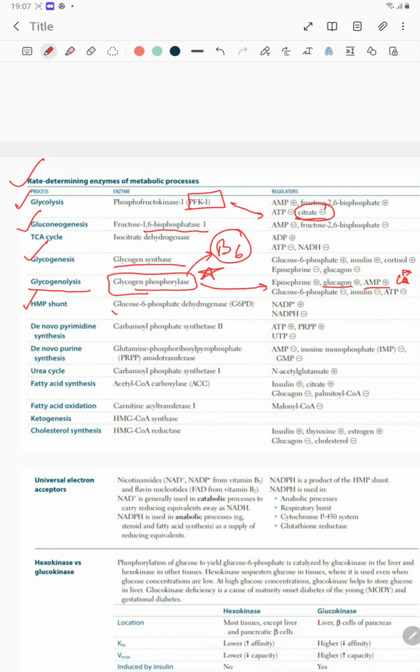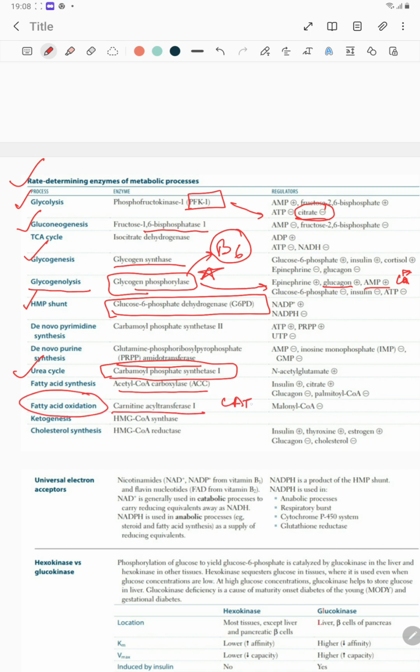HMP shunt: glucose 6 phosphate dehydrogenase, G6PD. Then de novo purine synthesis: PRPP amidotransferase. Urea cycle, important: CPS1. Remember, CPS1 is for the urea cycle and CPS2 is for pyrimidine synthesis. Fatty acid synthesis: acetyl coenzyme A carboxylase. Fatty acid oxidation requires carnitine acyltransferase, which is CAT1. Ketogenesis: HMG coenzyme A synthase. Cholesterol: HMG coenzyme A reductase.